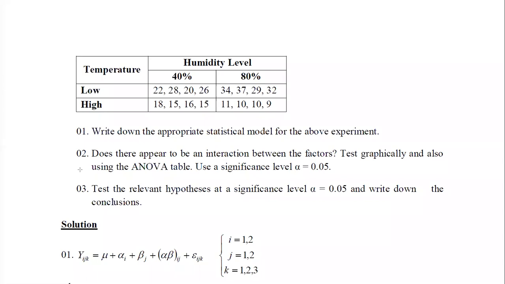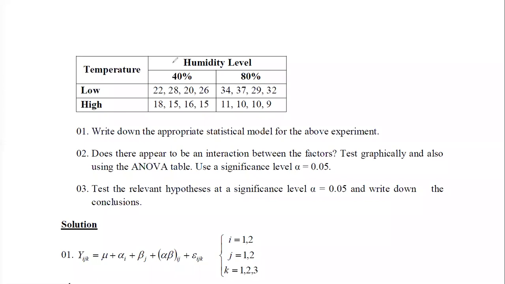In this table you can see that there are two levels of temperature, low and high, and two levels of humidity, 40 and 80. Altogether there are four combinations, and for each combination the person has used four experimental units. At least two should be there, but anyhow, four are used here. Now you are asked to write down the hypotheses and the appropriate statistical model for this experiment.